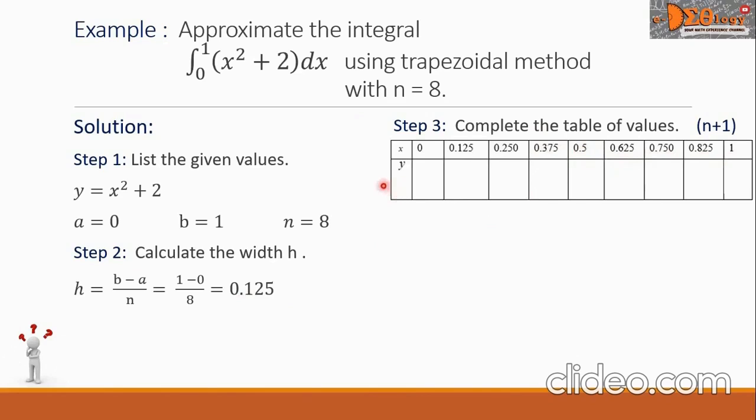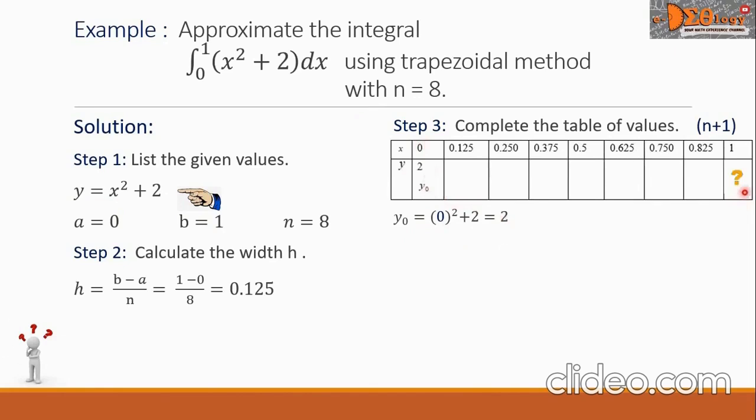Now let us get the values for the y. We're going to use this formula. So for the first box, we're going to write this as y sub 0 equals, substituting the value of x, 0 squared plus 2, and this is equal to 2. Let us write this on the blank.